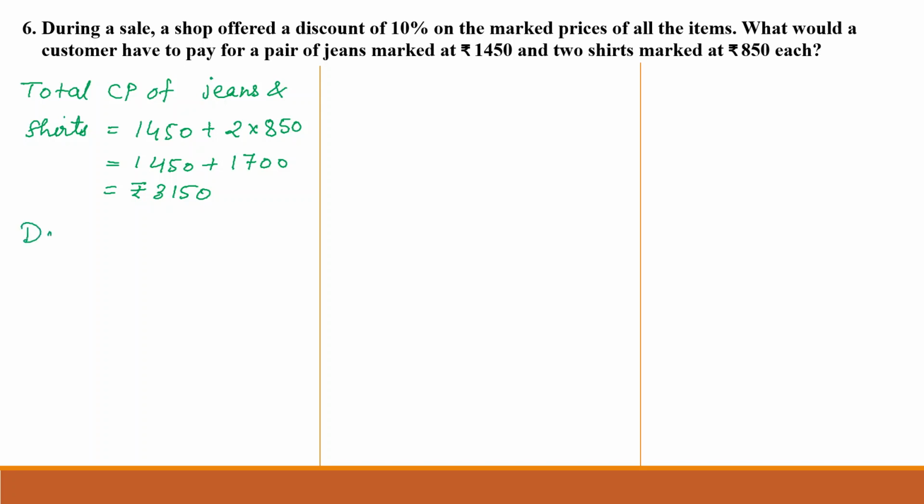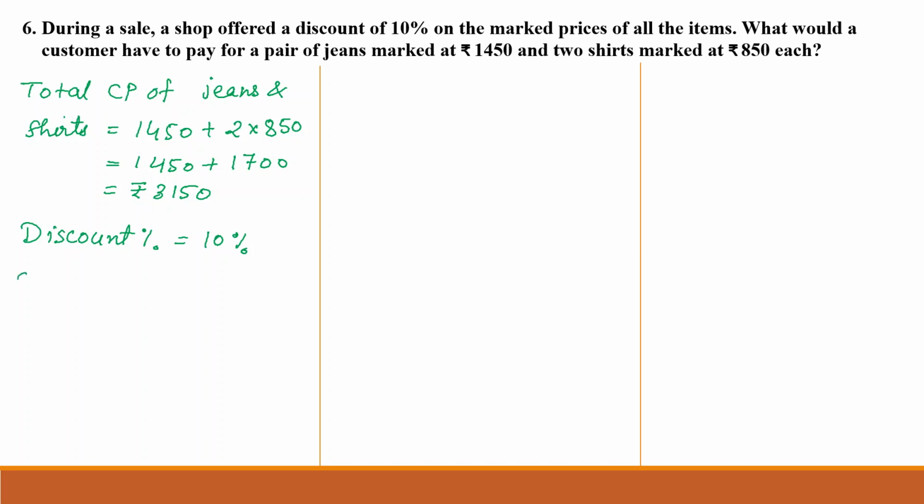Now the discount percent is given as 10%. Again we can do the further process in two ways: one, by calculating without using the formula, another by using the formula. I'll show both of the ways. Whichever way you like, you can go with that particular method.